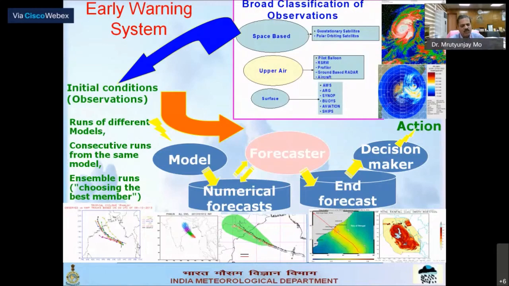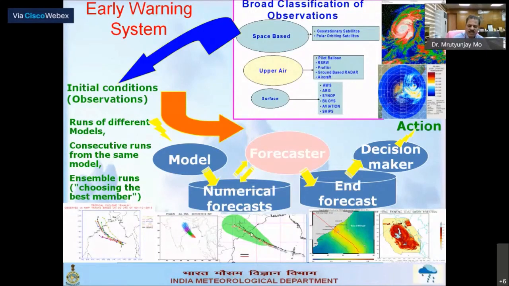We have various types of models. You can see in this diagram below, there are various model forecasts for a given cyclone. Various track forecasts are provided. And based on these track forecasts, the forecaster decides what the final track will be, taking into account the strengths and weaknesses of various models and the current status of the observations. And finally, on this day, the forecast was provided like this. For example, this is the final forecast.